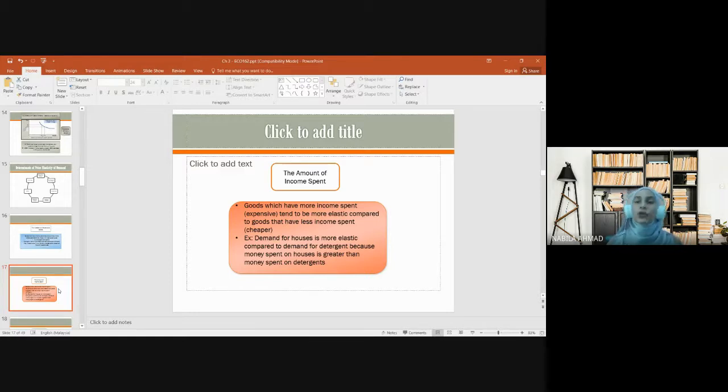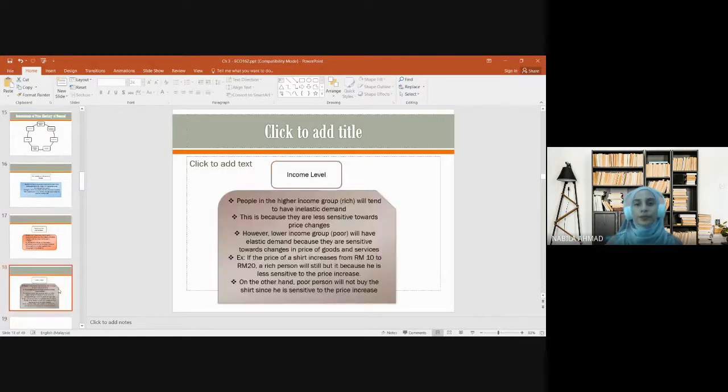Kita tak adalah terus beli barang tersebut. Jadi kita kena tengok dulu harga, kalau berpatutan baru kita beli. So kalau untuk more income spend every month, the demand will be elastic. Yeah? And for income level kita ada dua kategori, rich people, poor people. So rich people atau higher income group ni, kalau harga naik turun tu dia tidak berapa kisah sebab dia kaya, dia ada duit. Jadi dia punya sensitivity tu kurang dengan perubahan harga. Jadi demand dia selalunya inelastic.